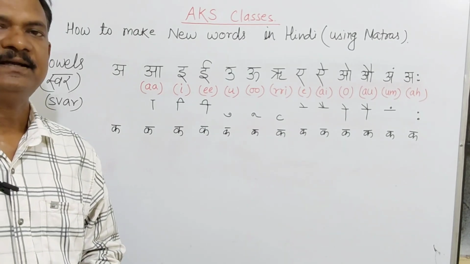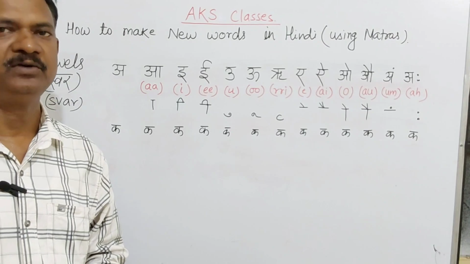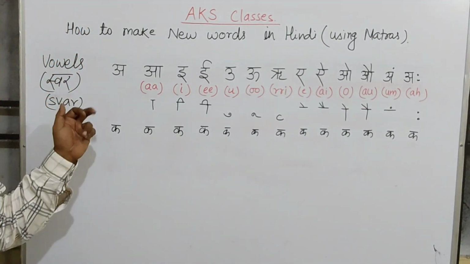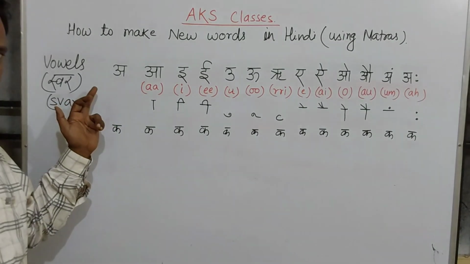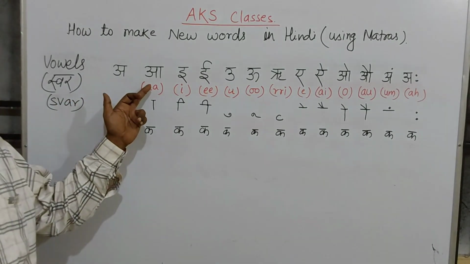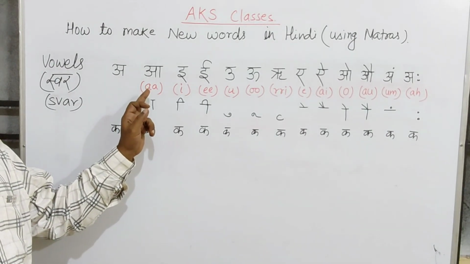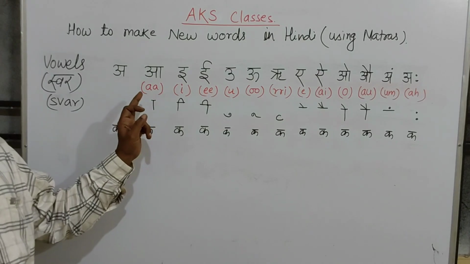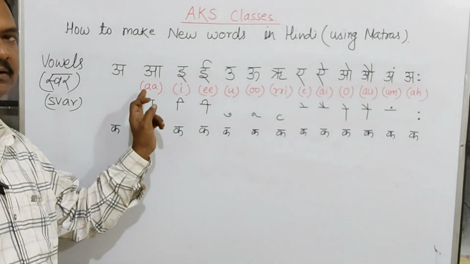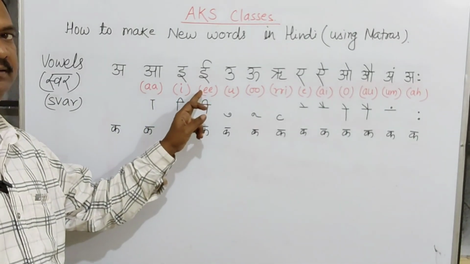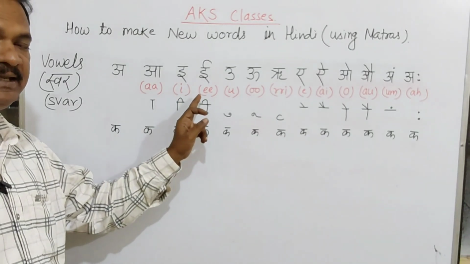So, friends, let's understand how different vowels are and what are the sounds associated with those vowels. In Hindi, these are the vowels. This is the first vowel of Hindi, that is a, and this one is aa, a bigger one. Then i, a small one. Next is ee, a big one.